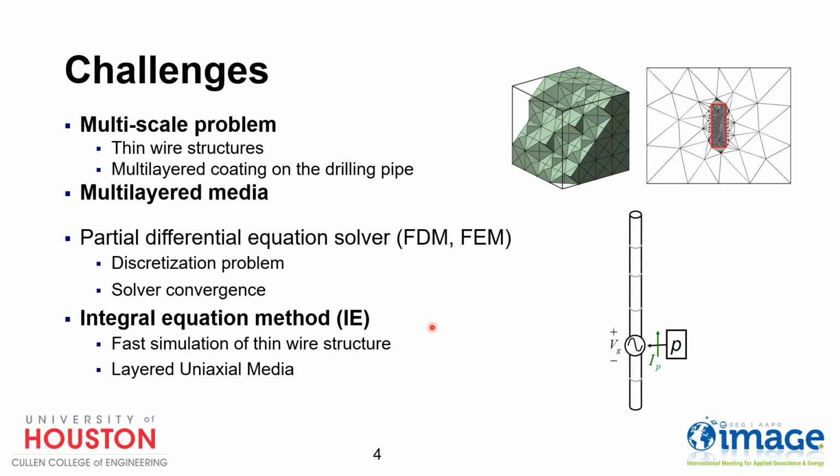However, these problems can be avoided if we consider the integral equation method, because we only need to do the surface discretization. For example, the energized casing will be discretized by segments, so the number of unknowns will be reduced significantly. And also, we can use the layered medium Green's function to handle this problem in the layered formation.